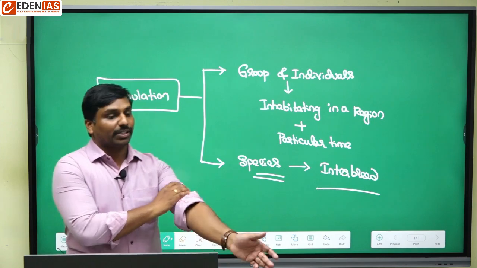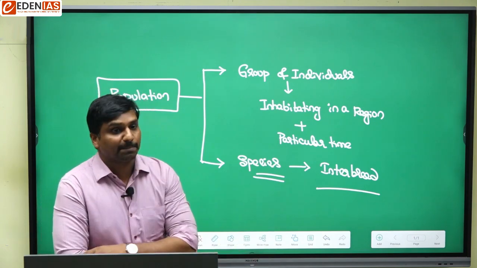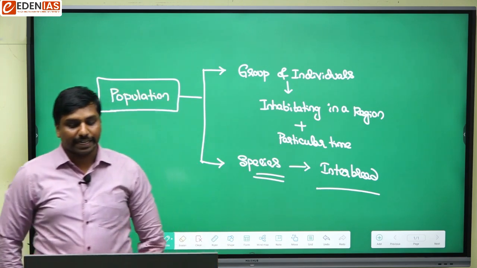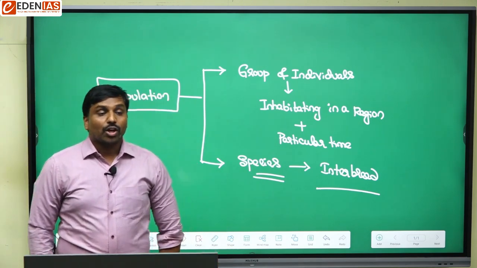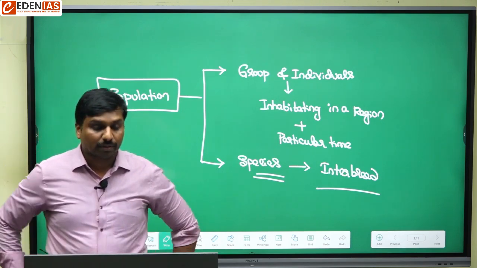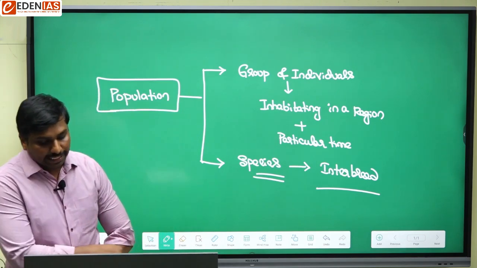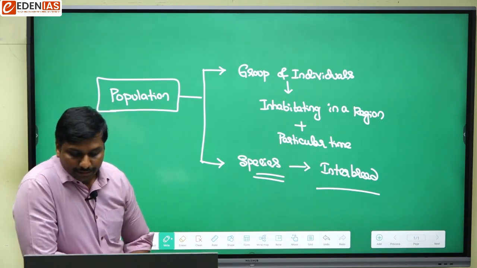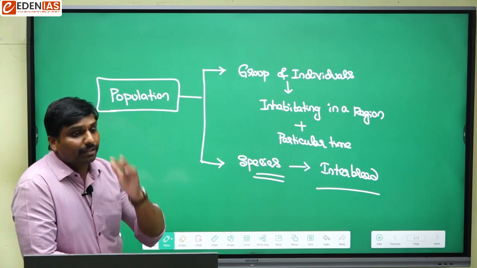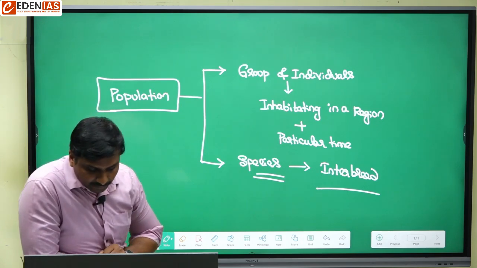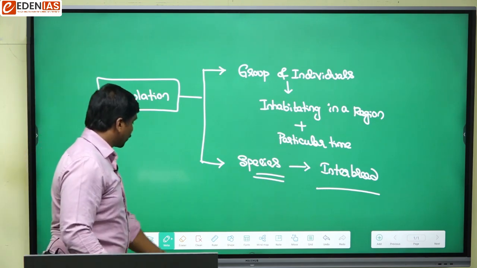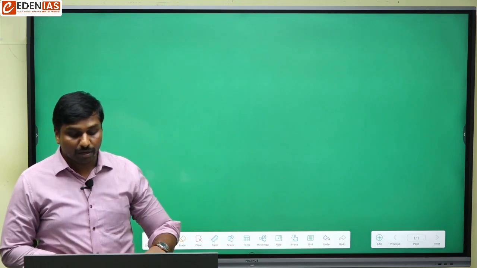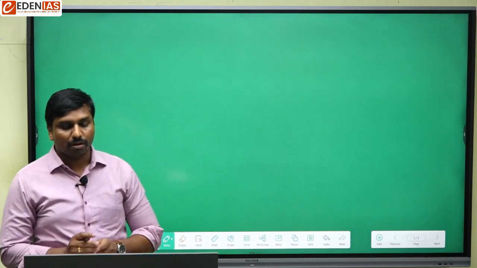Then the next point you mention is species. What is species? Species is defined as a group of organisms which can interbreed and produce a successful offspring.